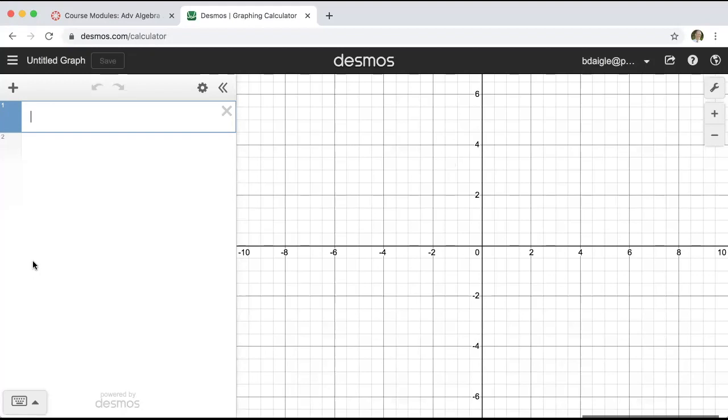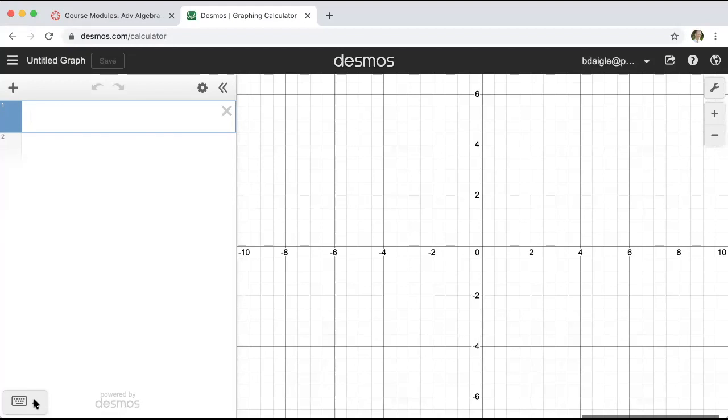For the asynchronous time today, I want you to explore desmos.com/calculator. I will post that link in Canvas, but if you're already here, you probably have it. So what I want you to do is just explore this tool.